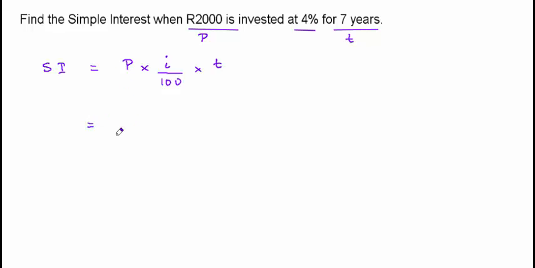So I'm going to plug in the values. 2000 for P times 4 over 100 times 7. Time for us to simplify. Divide 100 with 100 and 2000 with 100. So it's a 20 here. And therefore this is going to be equal to 20 times 4 times 7, which is 560 Rand. This is the amount of interest this investment will attract in this time at this rate. Can we do another one?